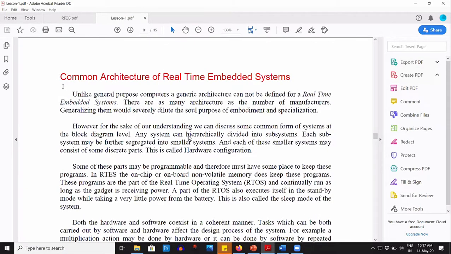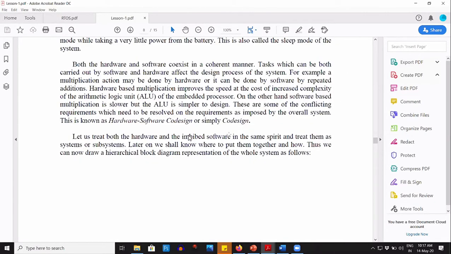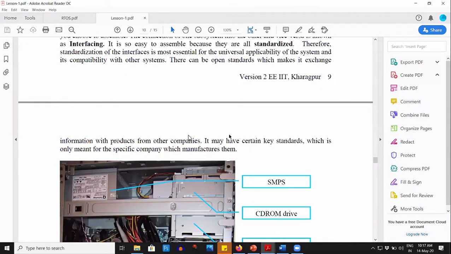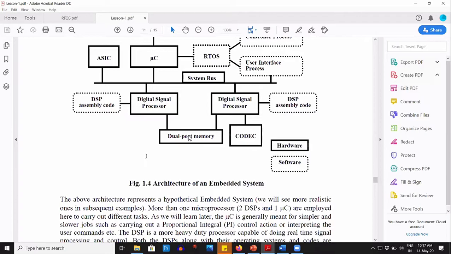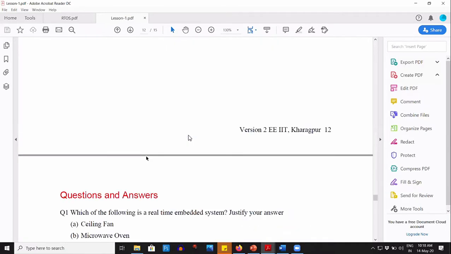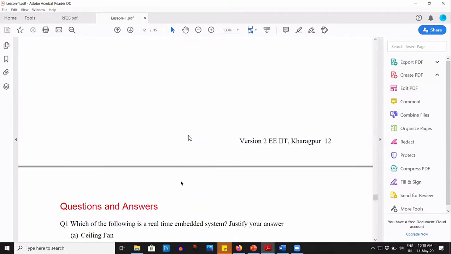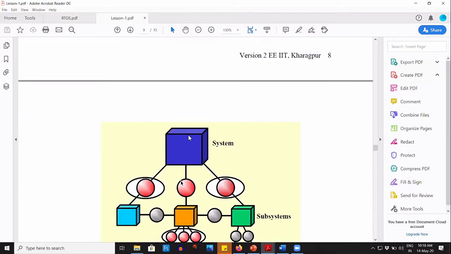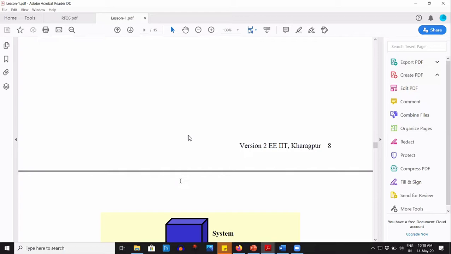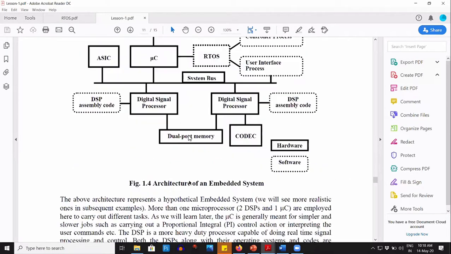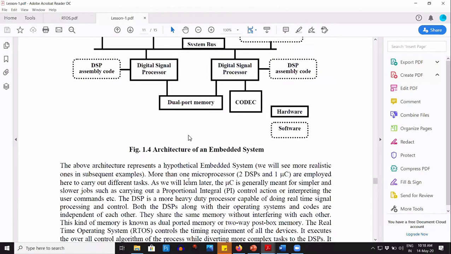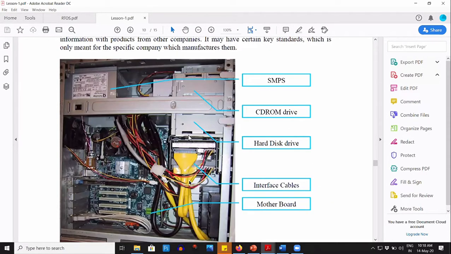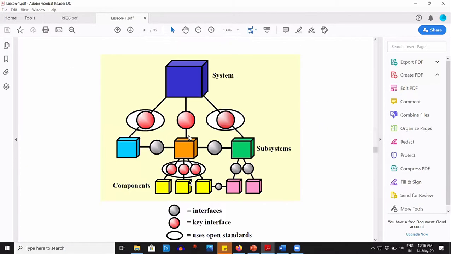You make a note from here. From this point till here, page number 8, 9, 10, 11, 12. This is your whole explanation about architecture of embedded system.